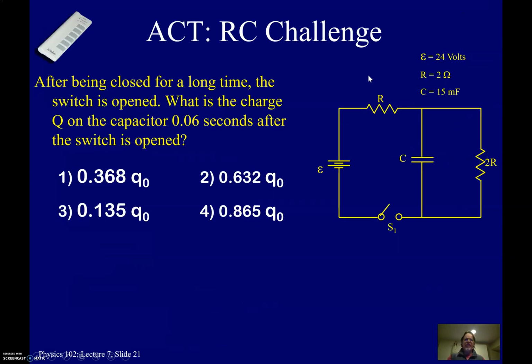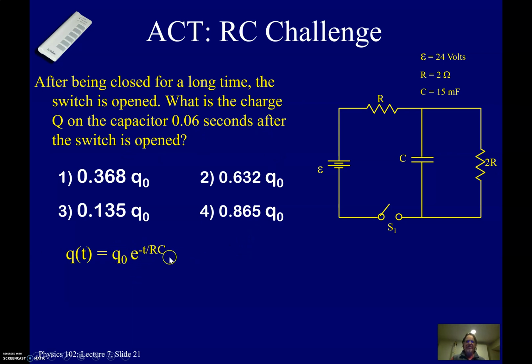Alrighty, so challenge. I know you guys like the challenges. After being closed for a long time, the switch is opened. So this has been closed for a long time, then it's opened. Hey, what happens to this thing? Well, this was charged. Now it's going to discharge by running through this whole thing. What is the charge left 0.6 seconds after it's been opened? Well, we're discharging, so we're going to find out the amount of charge left.